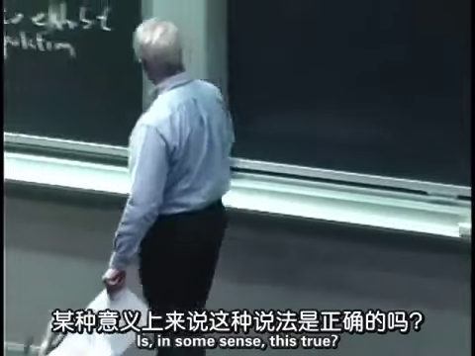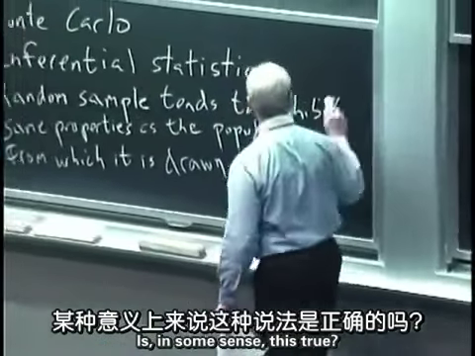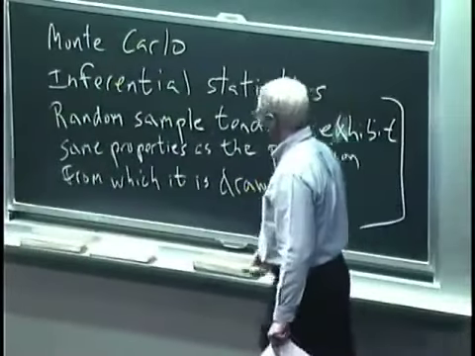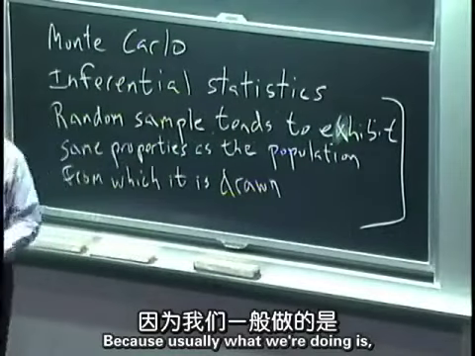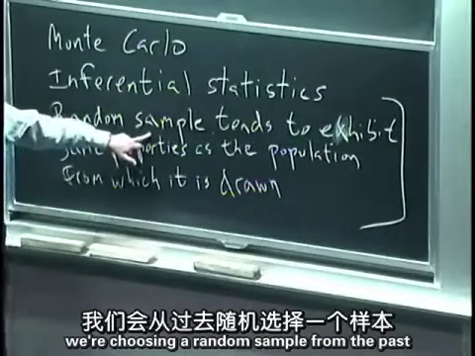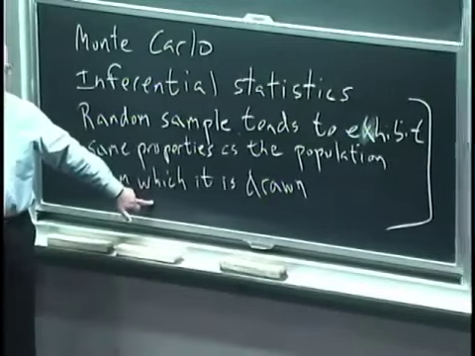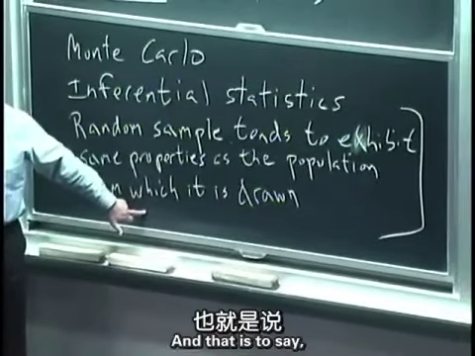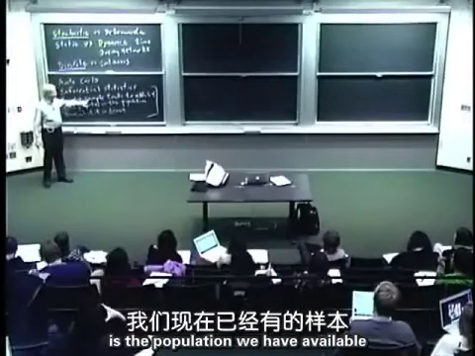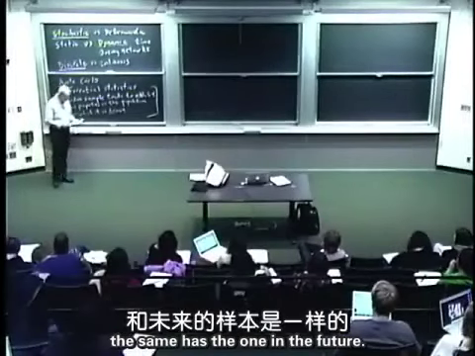Is, in some sense, this true? Because usually what we're doing is we're choosing a random sample from the past and hoping it predicts the future. And that is to say, is the population we have available the same as the one in the future?